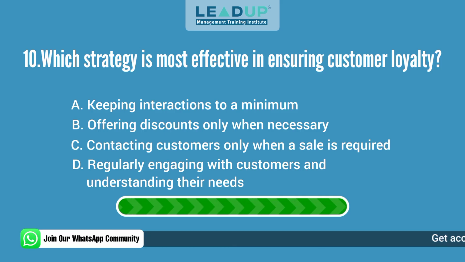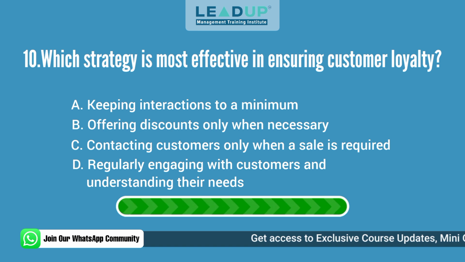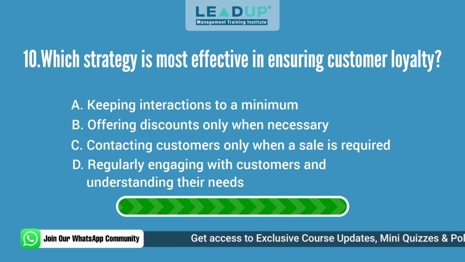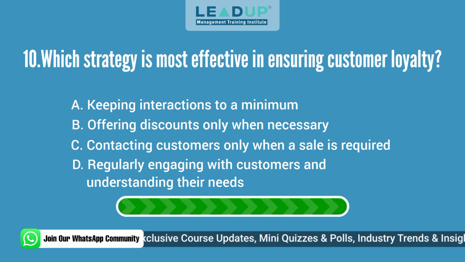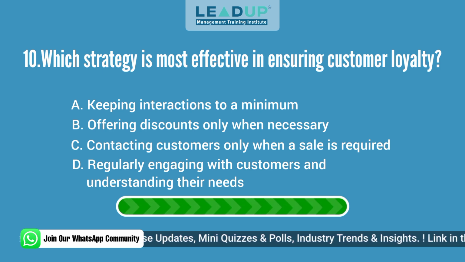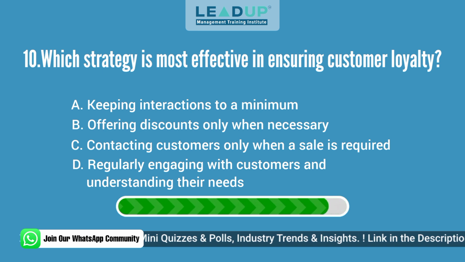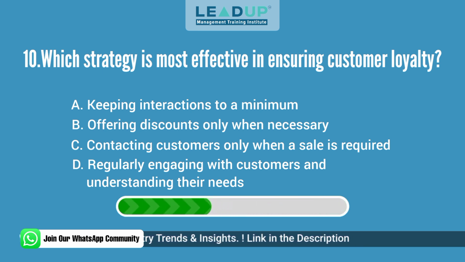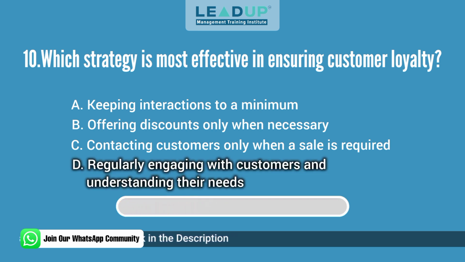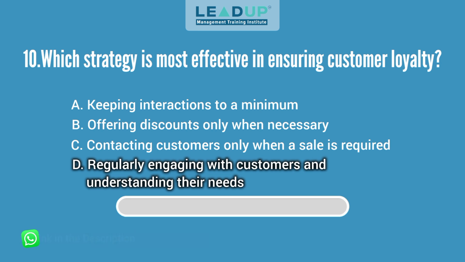Question 10. Which strategy is most effective in ensuring customer loyalty? A. Keeping interactions to a minimum. B. Offering discounts only when necessary. C. Contacting customers only when a sale is required. And D. Regularly engaging with customers and understanding their needs. Answer: regularly engaging with customers and understanding their needs.